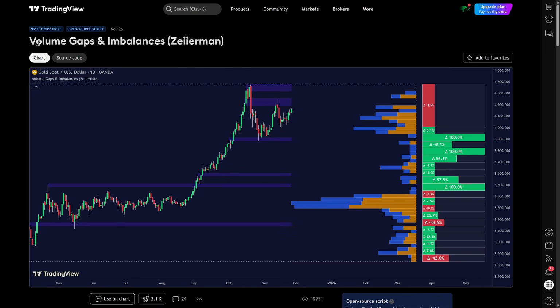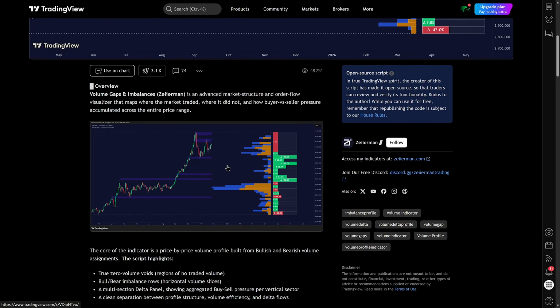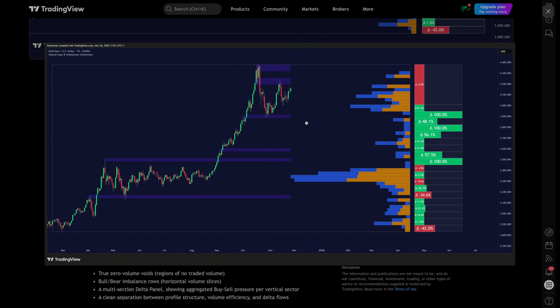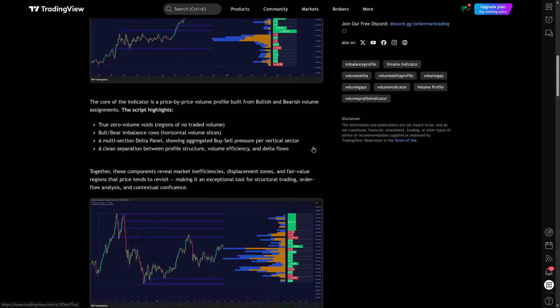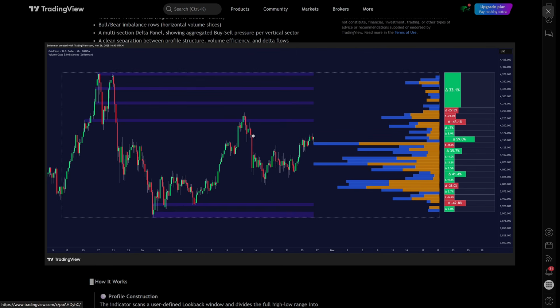Volume Gaps and Imbalances by Zeiierman identifies true 0 volume zones, plus it layers in bull and bear volume at every price row, and a delta sector panel that shows you exactly where buying or selling pressure actually accumulated. This is the order flow context that your FVG tool was never designed to give you.